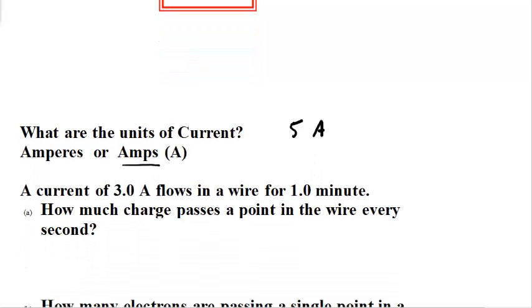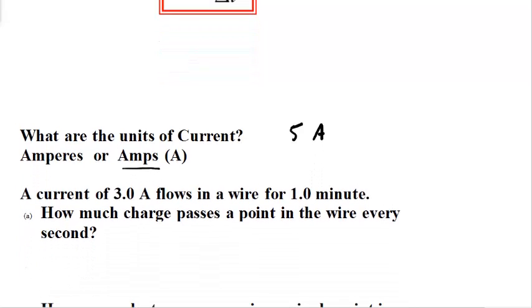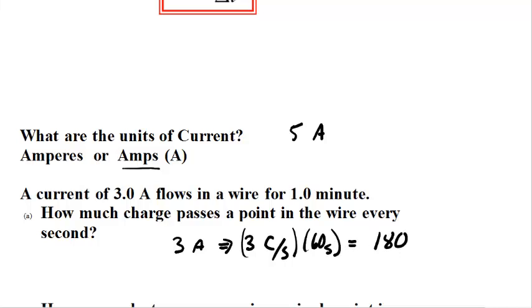So if we look at a couple examples here, we have how much charge passes a point in a wire every second. And so if we have a 3 amp wire, that's the same as 3 coulombs per second. And so if we multiply this times 60 seconds, then we have 180 coulombs charge going by in 1 minute.